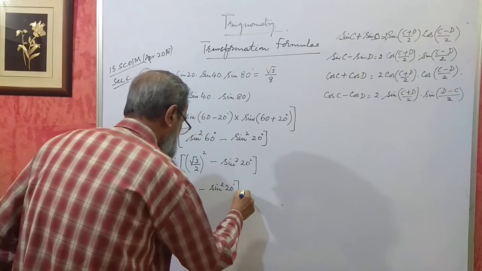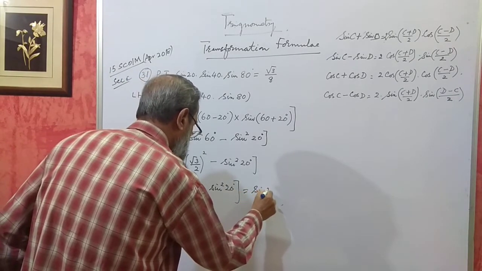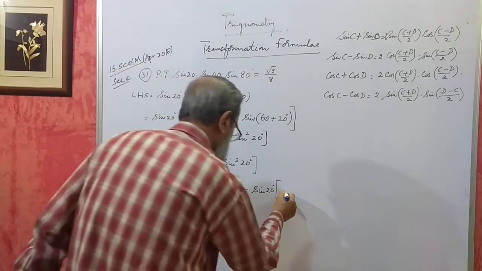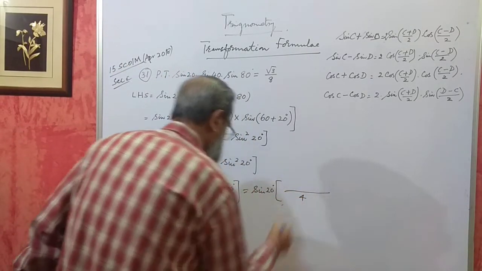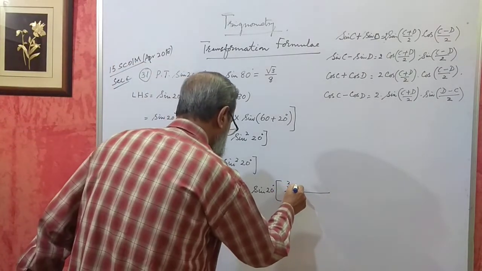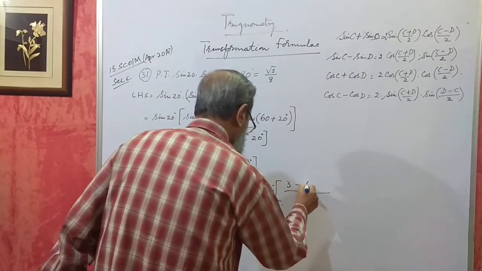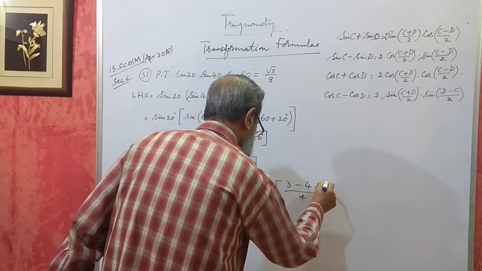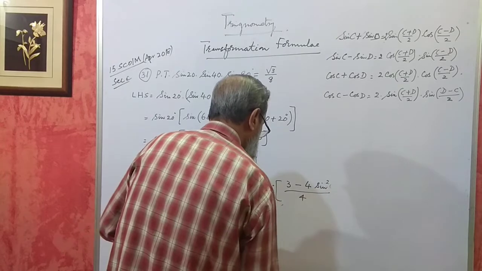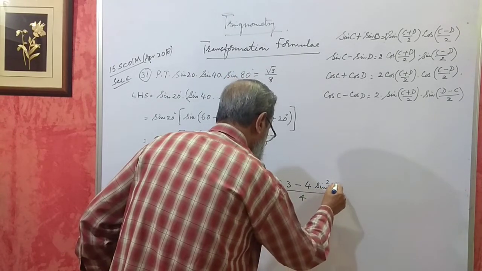Sine 20 degree into, I'll take LCM here. The LCM is 4. You get 3 minus 4 sine square theta. That's it, sine square 20 degree.